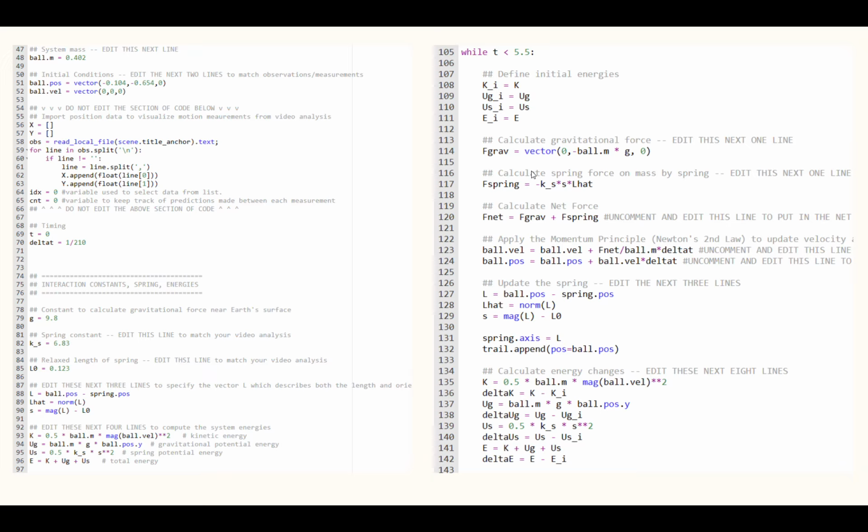Then, inside a while loop, we calculated the net force by just summing the gravitational force and the spring force. With this net force, we were able to update the velocity and position of the mass. And with this new velocity and position, we were able to calculate the new displacement of the spring, and then the new kinetic energy, the new gravitational potential energy, the new spring potential energy, and the new total energy.